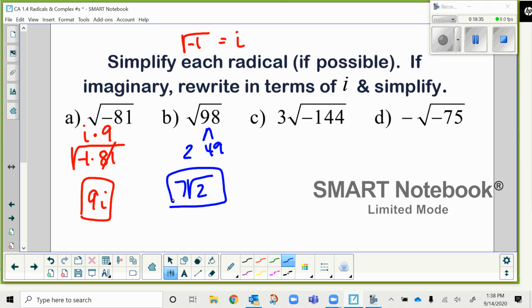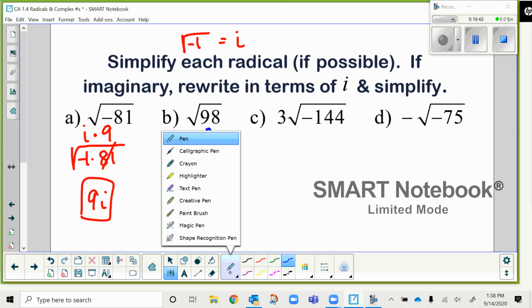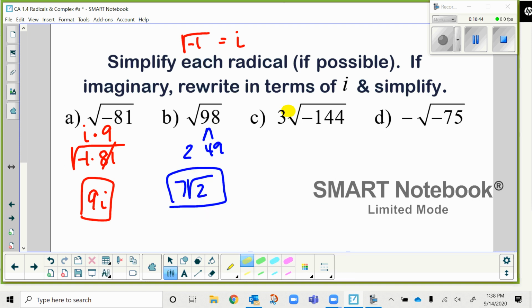So we're leveling you up here on C. C has a few things going on. It has a 3 outside, and it has a negative inside. 144, y'all, is a perfect square. Please put in the chat for me, what's the square root of 144?